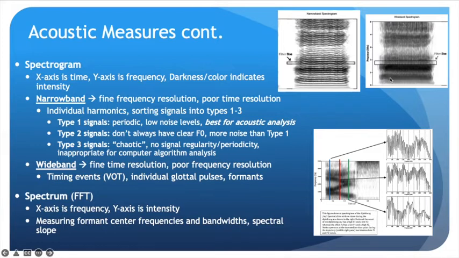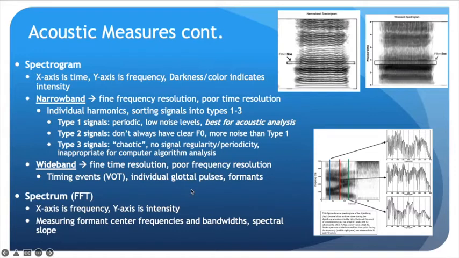But because it has such good time resolution, you can see the individual glottal pulses. So you can see the space between one dark vertical band and the next. That's the period that relates to one cycle of vocal vibration. You can also see grossly where the formants are, the center frequency of the formants. Because the time resolution is low, you can see where the center of the formant frequencies are.